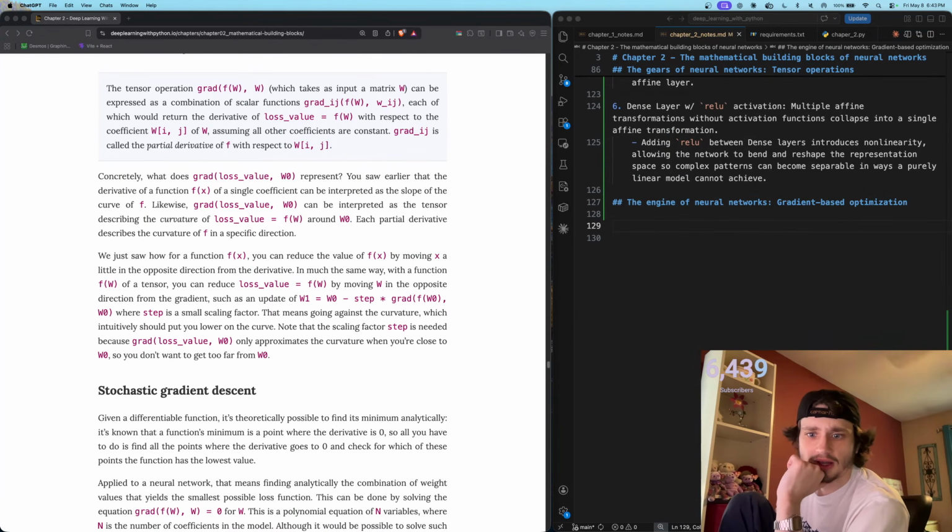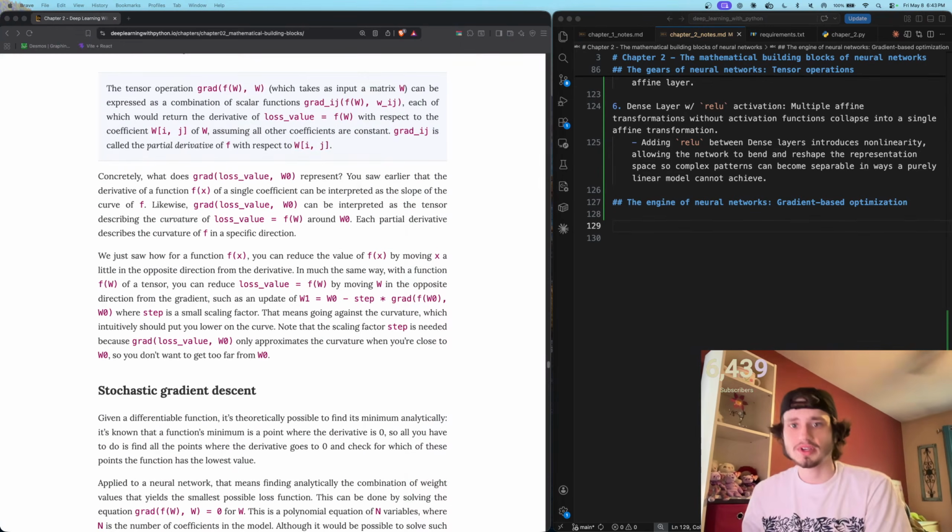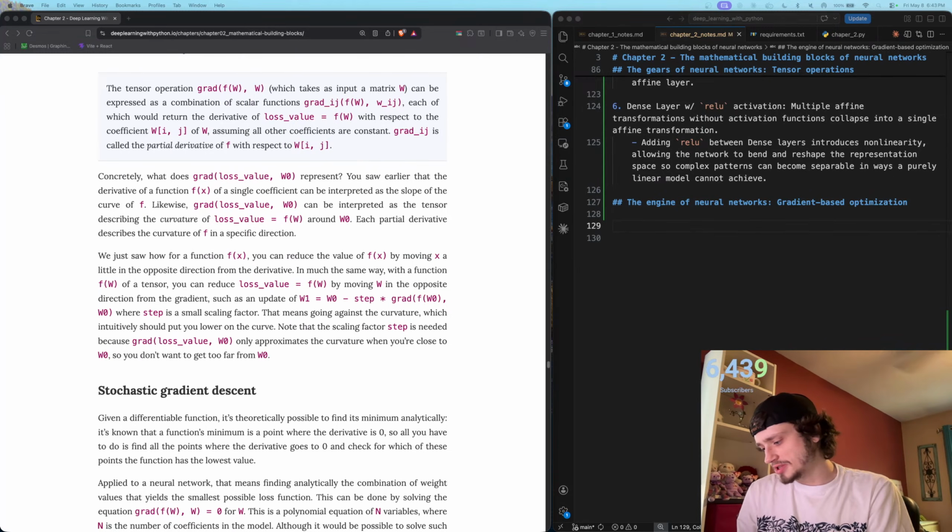Let's go ahead and see if I can find a video to maybe visually explain this a little bit better. Deep learning gradient descent.